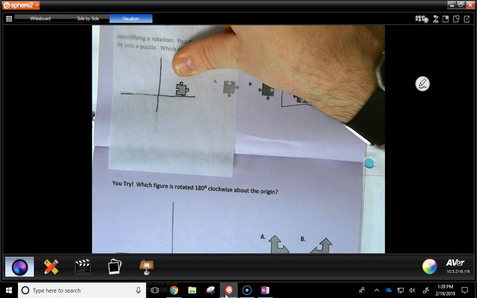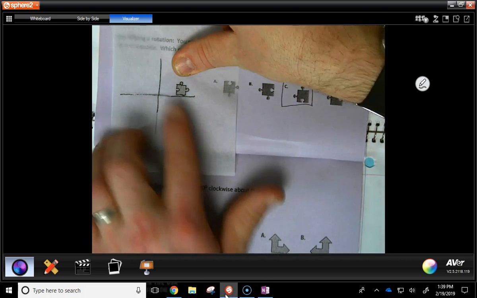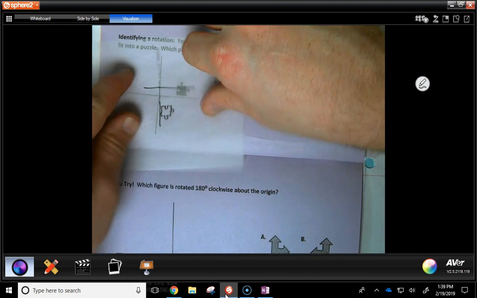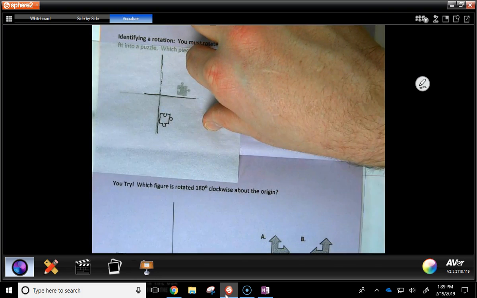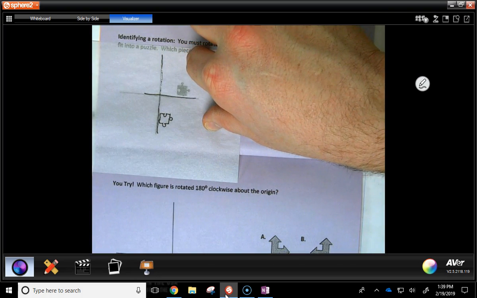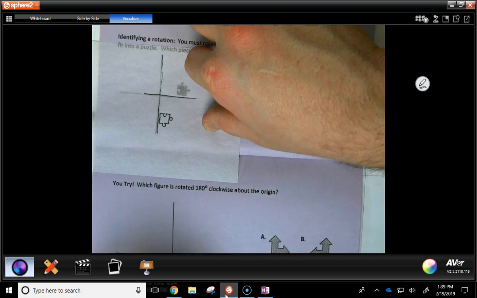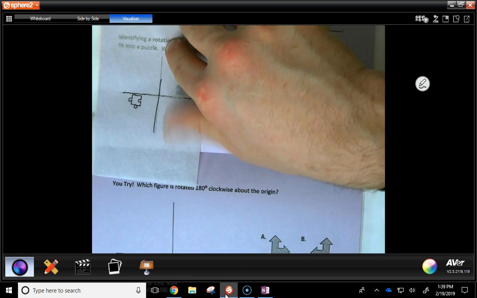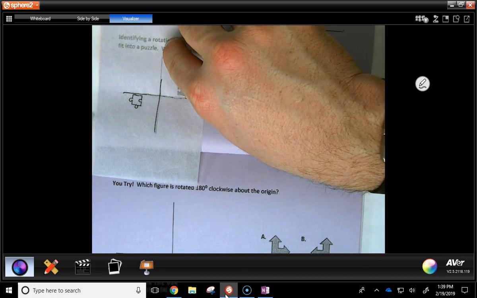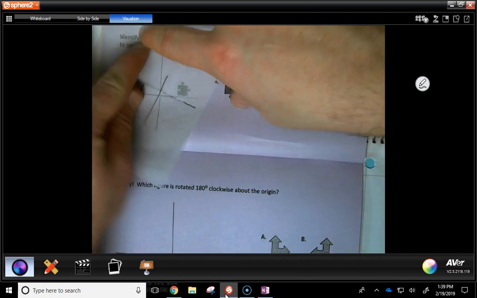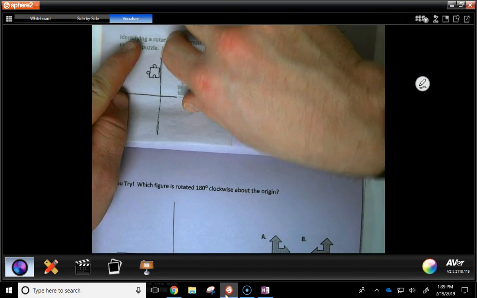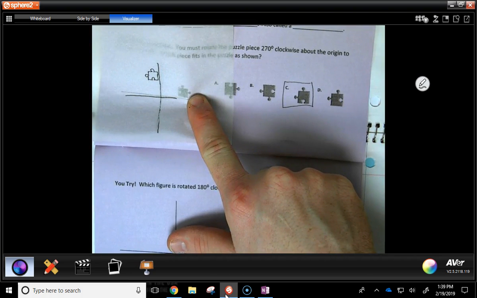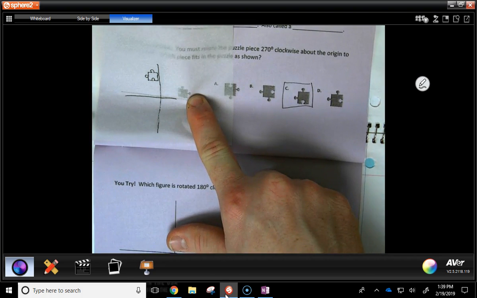Okay. Here's how you do this. I turn it once. That's a 90-degree turn. And I'm going clockwise, so I'm turning it to the right. I'm turning it a second time. 90 plus 90 is 180. I turn it a third time. 3. So then we match it. Which shape would it be?